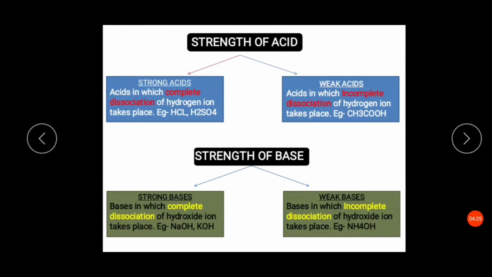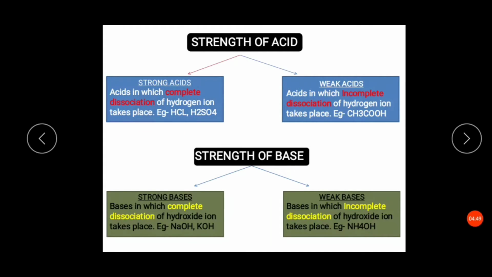Moving further to the strength of acid and base. According to the strength, see, strength is determined by the concentration of the H plus ion. Okay, so according to that, acids are divided into two types: strong acid and weak acid. Strong acids are those in which complete dissociation of hydrogen ion takes place.